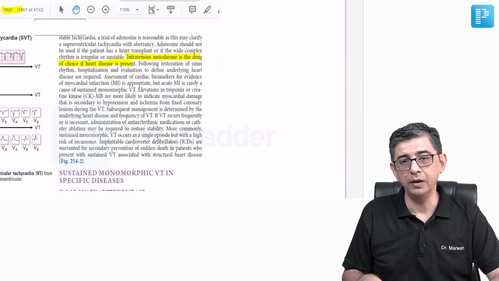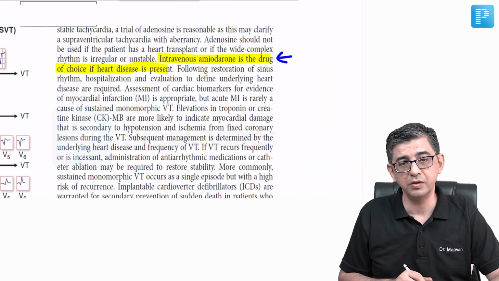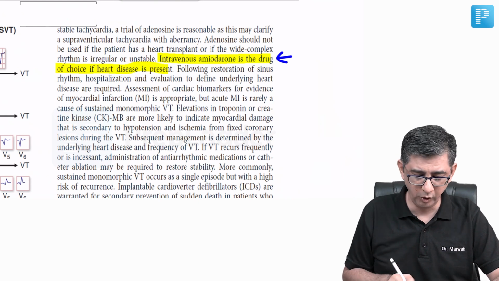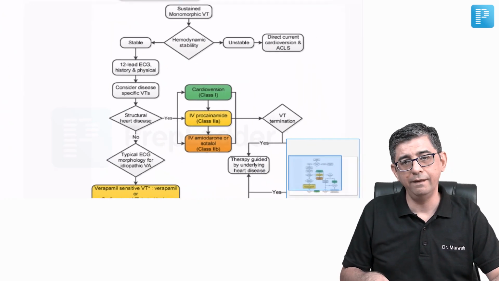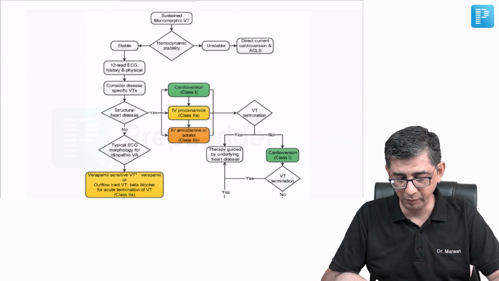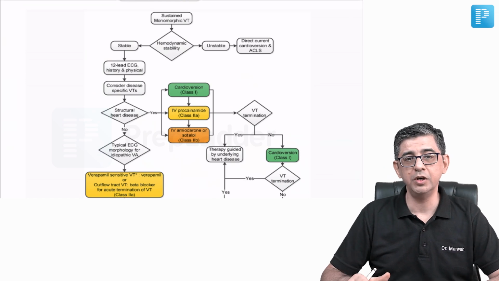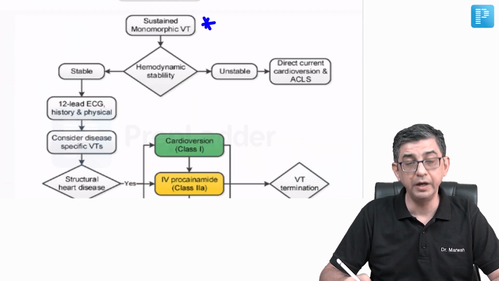With respect to why amiodarone was selected, the textbook says if structural heart disease or any kind of concomitant heart disease is present. And then the ACC, the American College of Cardiology table with respect to management of ventricular tachycardia mentions the fact that any patient having a sustained monomorphic VT.